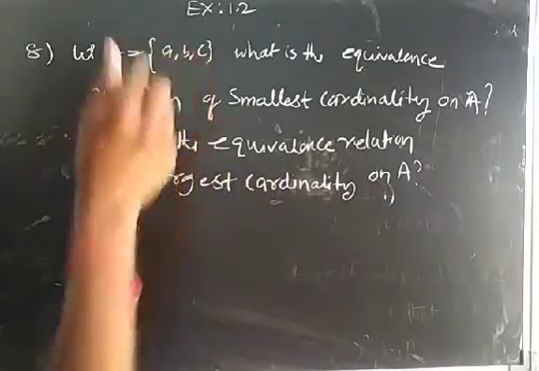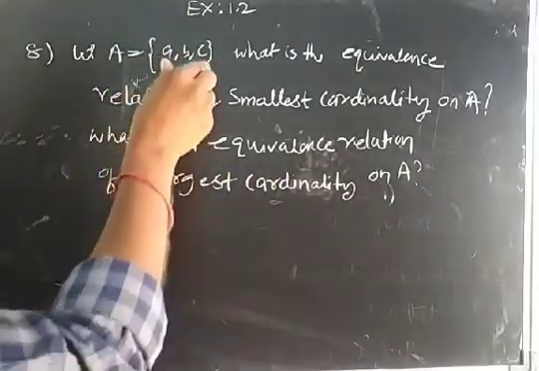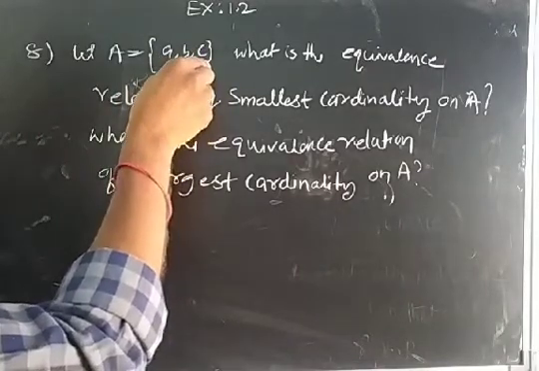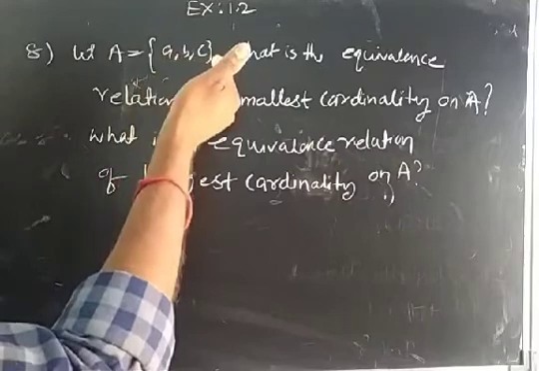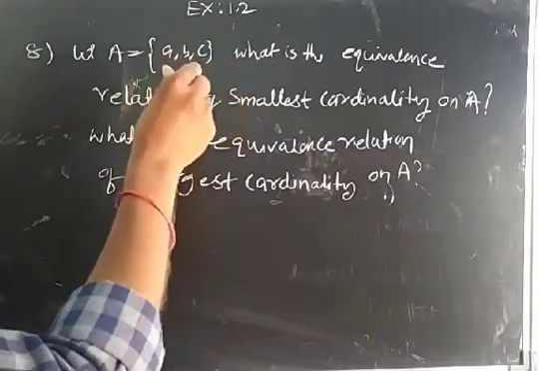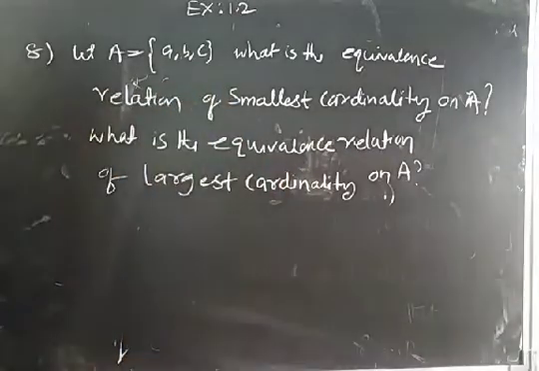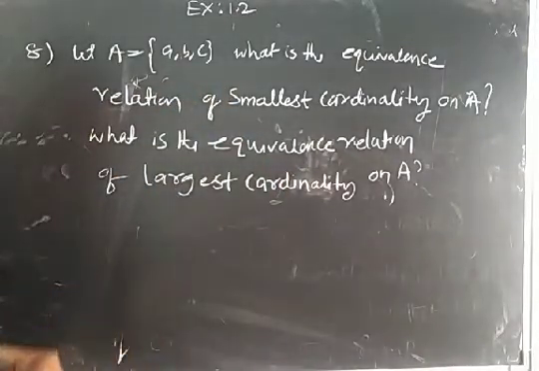Okay. How many subsets are possible for A cross A? A having three elements, again A having three elements, 3 times 3 is 9. So 9 elements exist in A cross A. Then how many subsets are possible? 2 power 9 subsets are possible.